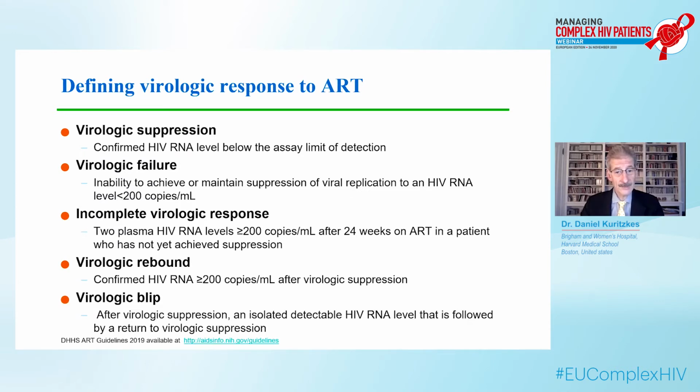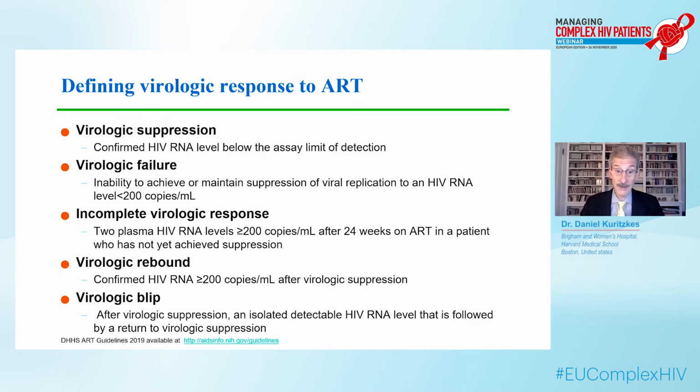Now, it's important in considering the complex patient, how do we define virologic response and virologic failure? Virologic suppression is relatively straightforward. It's a confirmed RNA level below the assay limit of detection. Virologic failure can be more nuanced. In its simplest form, it's the inability to achieve or maintain suppression of viral replication to a virus level below 200 copies per mil. But you can have an incomplete virologic response, where two plasma HIV RNA levels after 24 weeks of starting treatment are still above 200 copies in a patient who has not yet achieved viral suppression.